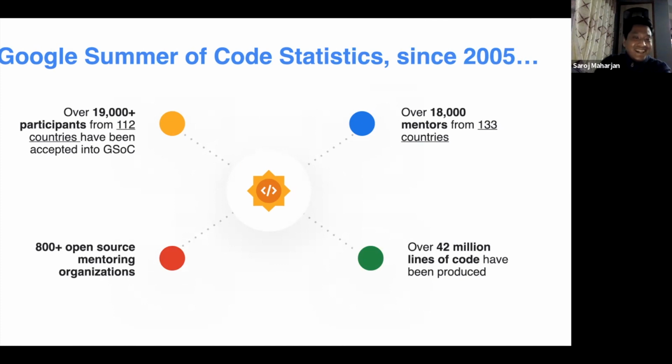Let's see. And yeah, there are more than 800 open source organizations participating, and 18,000 plus mentors from many countries. You can see 133, and 42 million lines of code has been produced. So this is the statistics since 2005 up to last year.